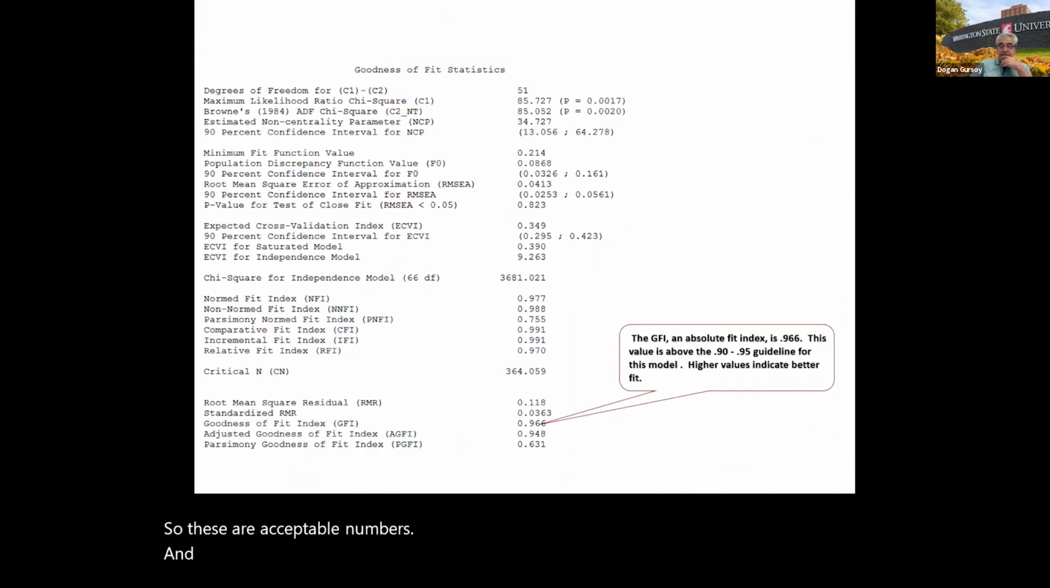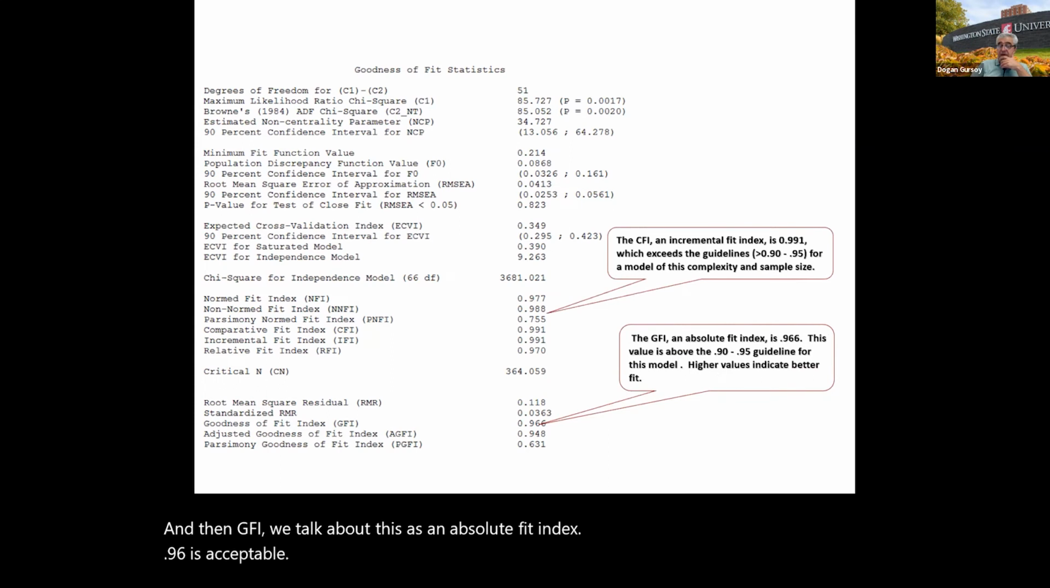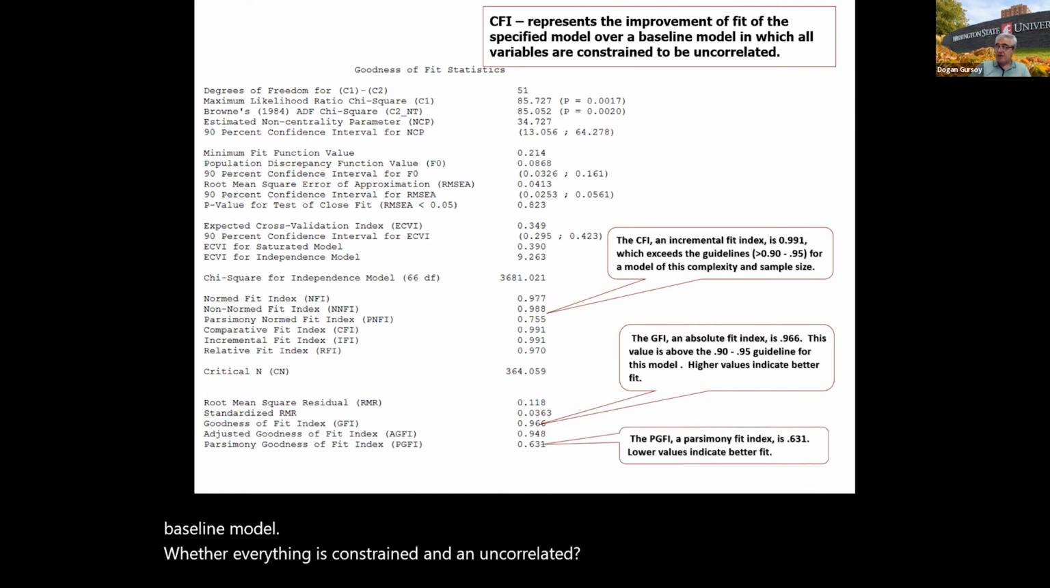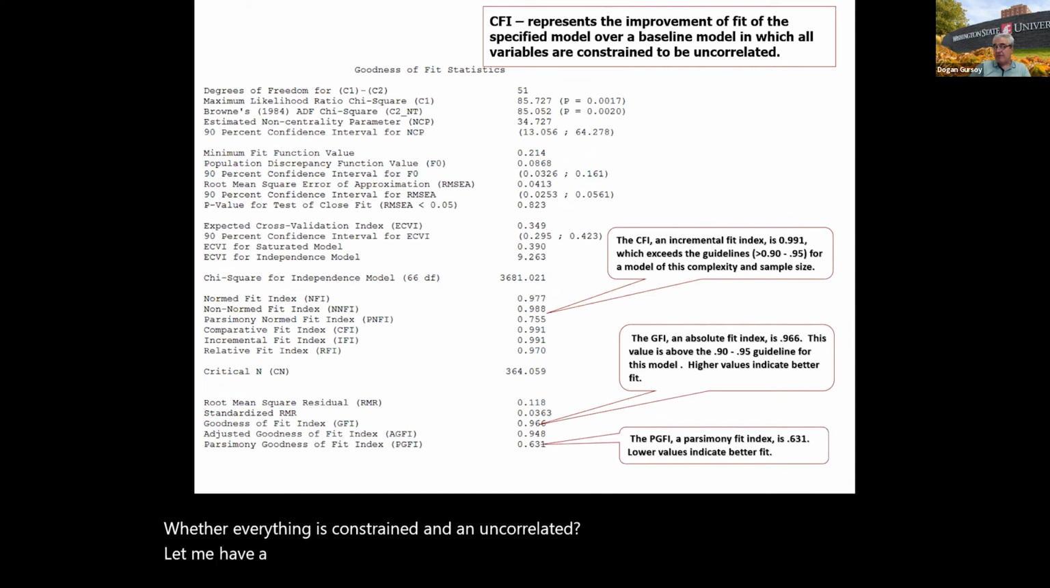And then GFI, we talked about this. It's an absolute fit index, and 0.96 is acceptable. CFI, an incremental fit index, is also acceptable. CFI represents the improvement of the fit of the specified model over a baseline model, where everything is constrained and uncorrelated. Then we have PGFI, a parsimony fit index. A lower value is better because you want a parsimonious model.